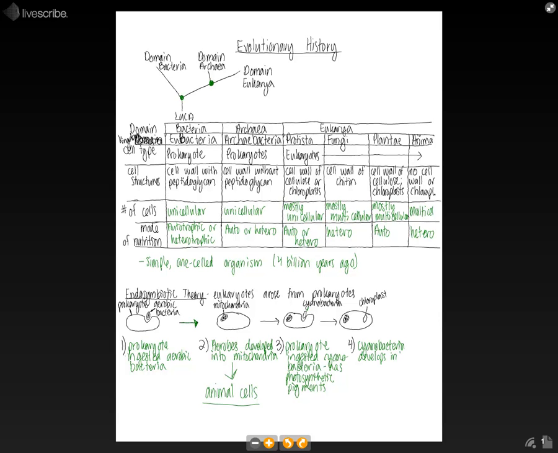develops into chloroplasts. So we can see now we have a chloroplast and we have the mitochondria. And this is what we know to be plant cells. And so that is how we evolved from the unicellular, no organelle prokaryotes to the multicellular with organelles eukaryotes. And this is the evolutionary history of life.